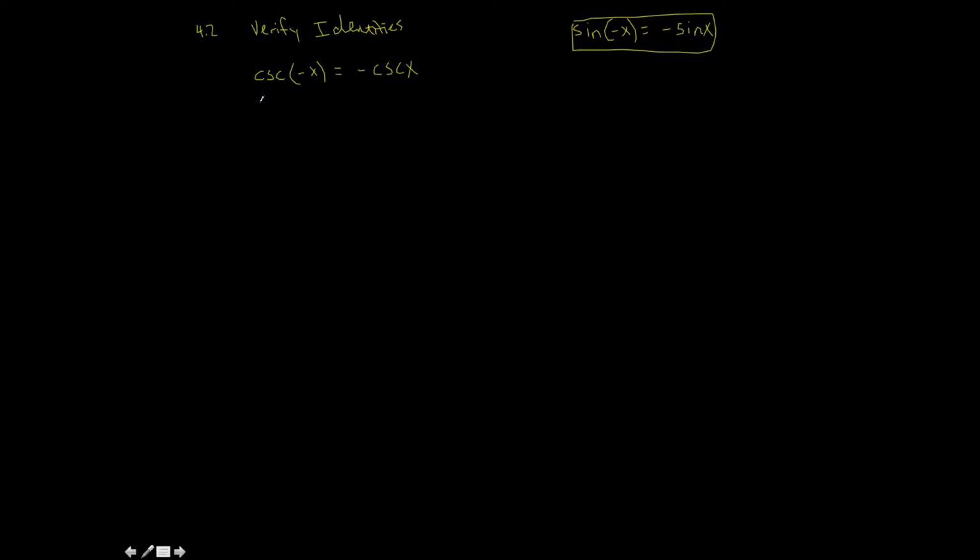And I'm going to rewrite cosecant. Okay? Cosecant is the same thing as 1 over sine. Okay? And now, because I know this identity, I can rewrite the sine of negative x as the negative sine of x. And because I know my reciprocal identities, I know 1 over sine is cosecant x. So this is negative cosecant x. Check. I have verified the problem.